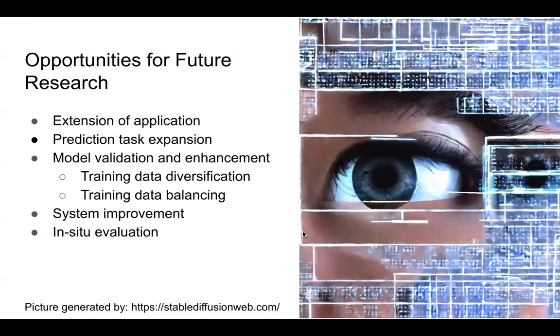System improvement, this refers to incorporating the trained model as a component in existing systems or tools to better support programmers. The last direction is to evaluate the trained model in a work environment or with a more realistic user study.